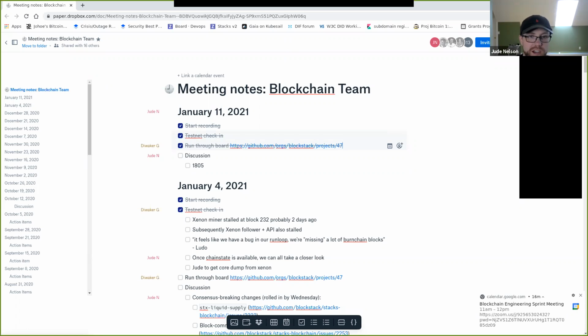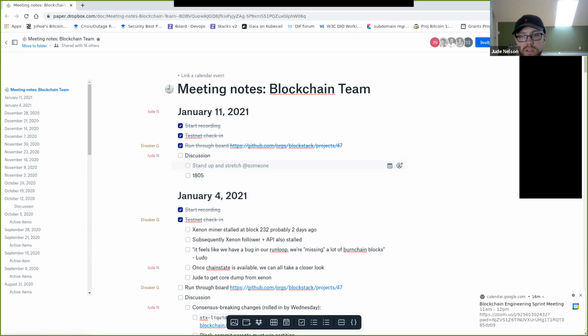All right, discussion. I have 1805 listed here, but I want to hear more about Ludo's issue first, since that seems to be a fresher one. Yeah. So the issue is in the Stacks node. It's something we didn't see in the past because the Bitcoin blocks were being produced in a really predictable way on regtest, and with mainnet and testnet it's a bit different.